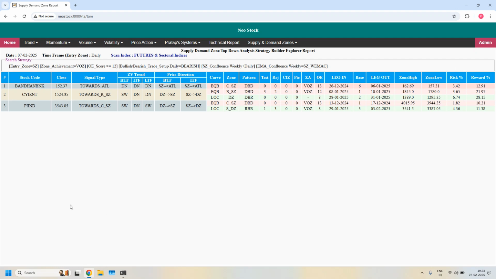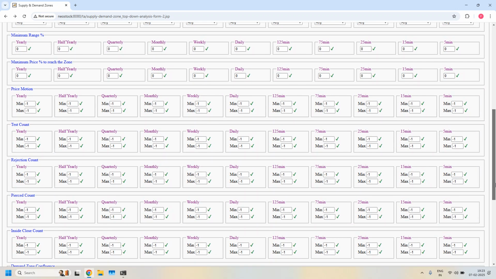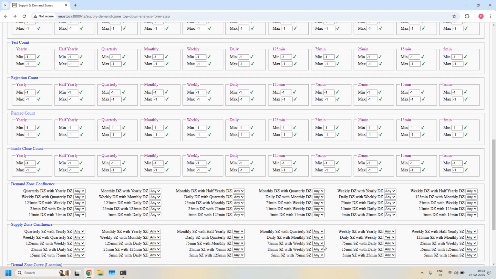That means all the 3 stocks are high probability trade setup supported stocks. Okay, we will also further verify based on the LTF, ITF, HTF supply zone confluence. I am removing this EMA filter. In the supply zone confluence, we should set 3 filters. First filter is already enabled, daily with weekly supply zone confluence. Second filter, daily supply zone with monthly supply zone confluence. Third filter, weekly supply zone with monthly supply zone confluence.